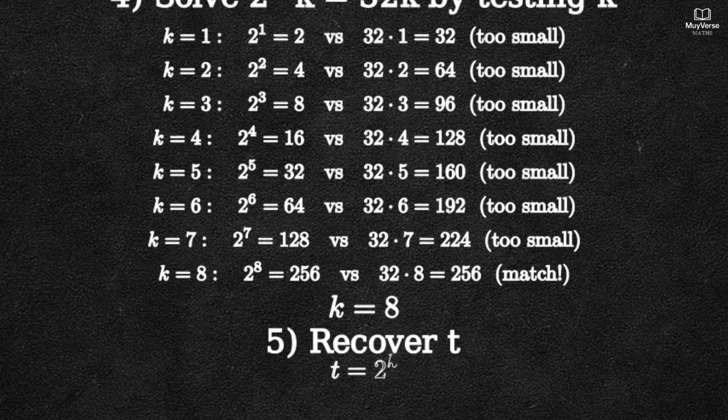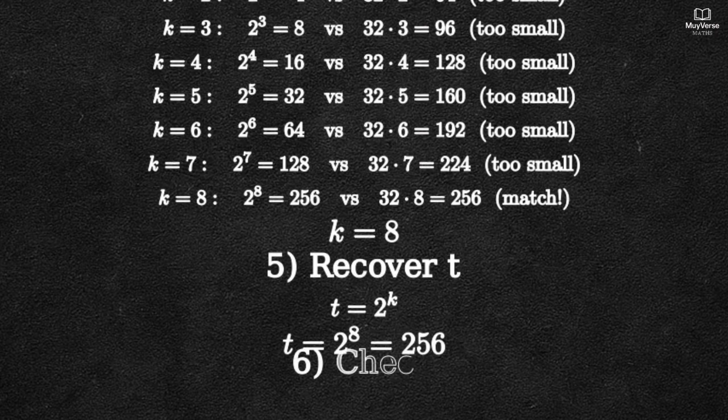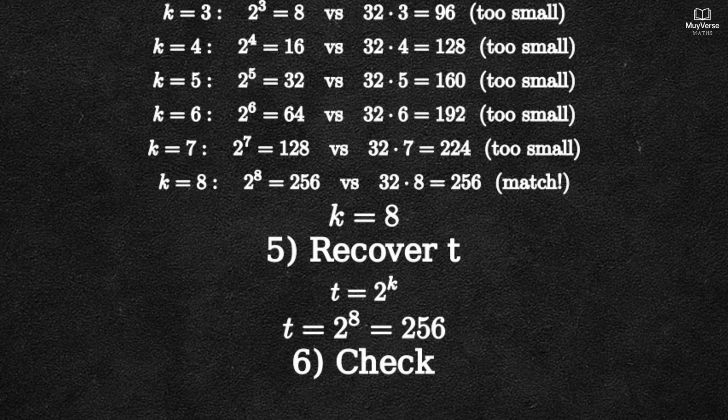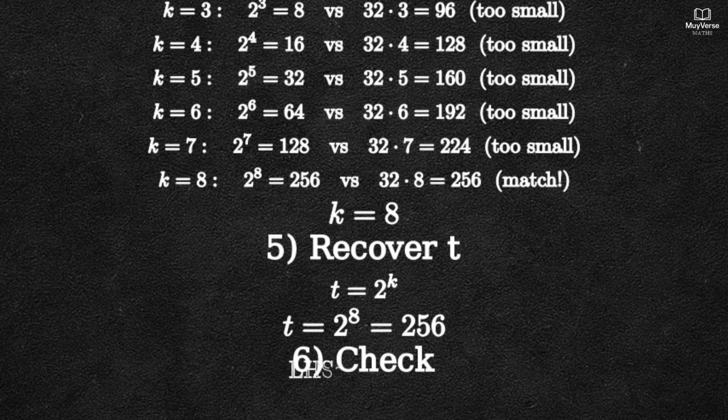Step 6. Check the solution. Left side, 2 to the t equals 2 to the 256. Right side, t to the 32 equals 256 to the 32, which is 2 to the 8 to the 32 equals 2 to the 8 times 32 equals 2 to the 256. Both sides match. Therefore, the solution is t equals 256.